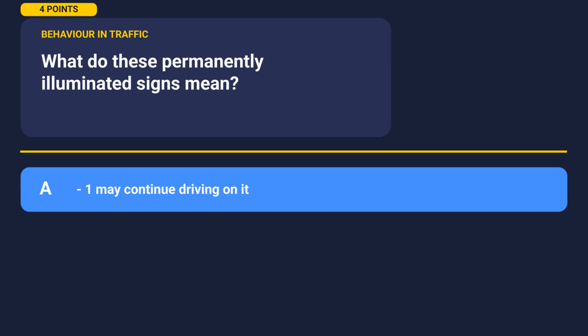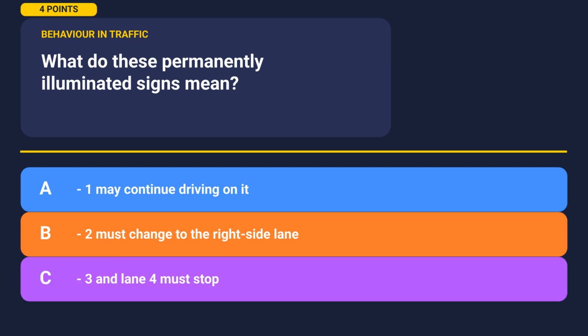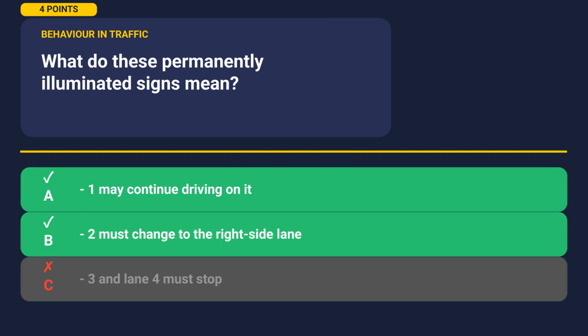Option A. Lane 1, continue driving on it. Option B. Lane 2 must change to the right side lane. Option C. Lane 3 and lane 4 must stop. Take a moment to pause and decide. Hit play when you want to see the correct answer. The correct answers are A and B. Let's understand why.